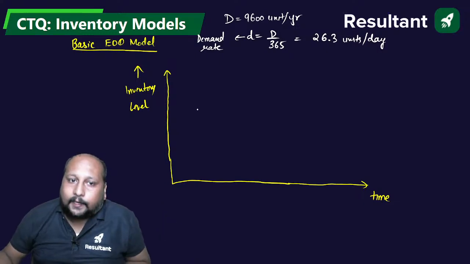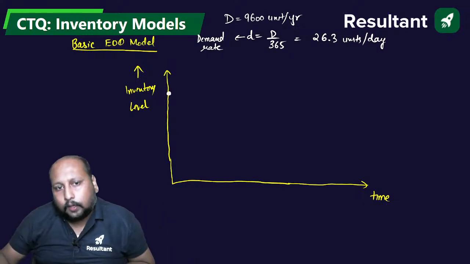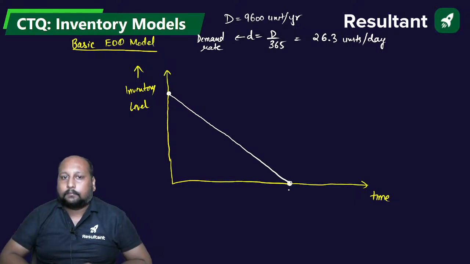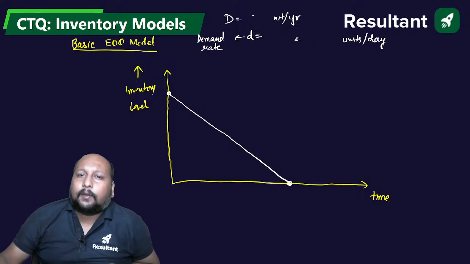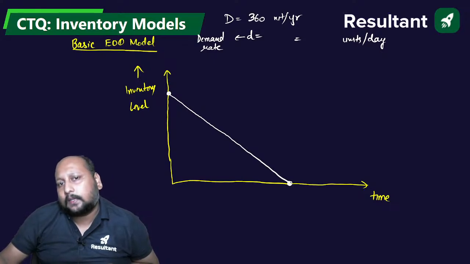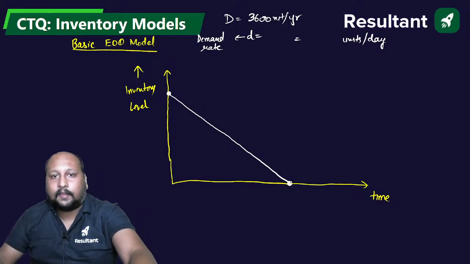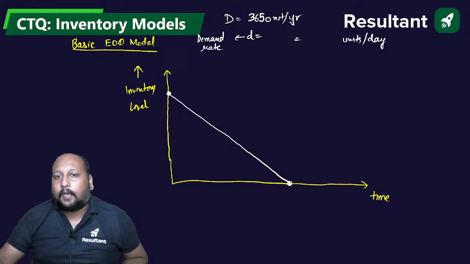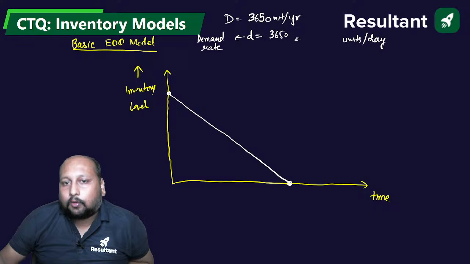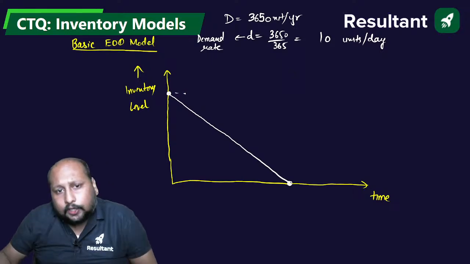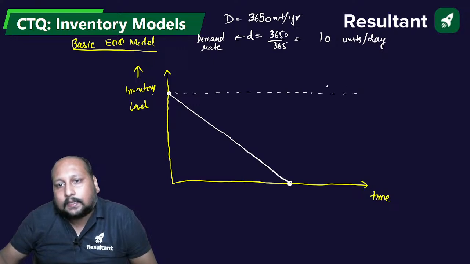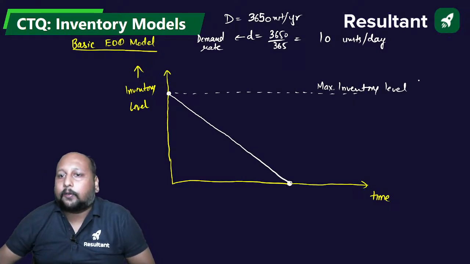Now, because this demand rate is constant, initially we had some value, and with time it is decreasing and it will reach the zero level. If I take an example with integer values, let us suppose annually we require 3650 units per year. Okay, fine. And the demand rate will be 3650 by 365, that is 10 units per day, the daily requirement, right? Initially, this is the maximum inventory level that we are having, denoted as Q maximum.